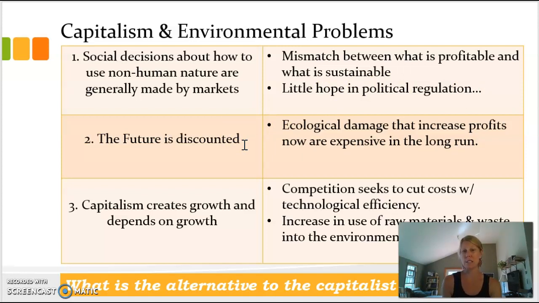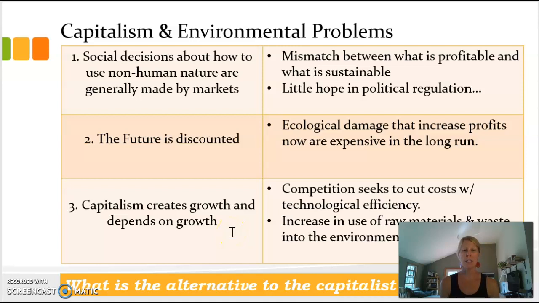So then also an important thing to recognize in a capitalist food system is that often it's argued that the future is discounted. So ecological damage that increases profits now is actually expensive in the long run. And thinking about the food system and how efficient and cheap we can make food, while it may in the current moment seem to make sense, it really is not logical and sustainable in the long run.